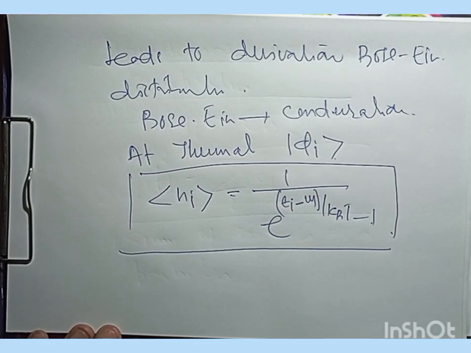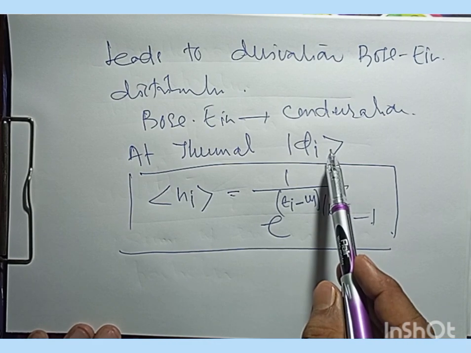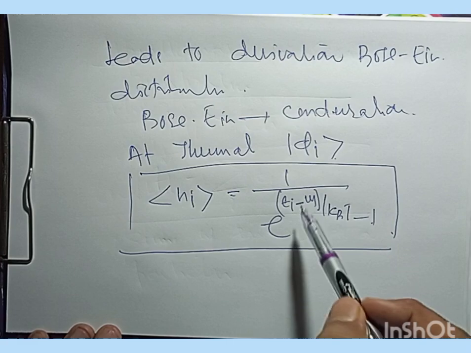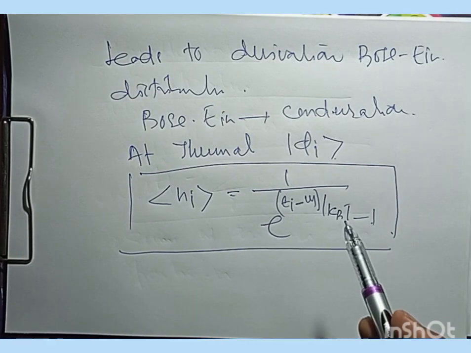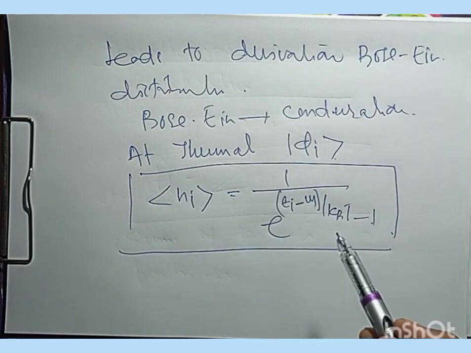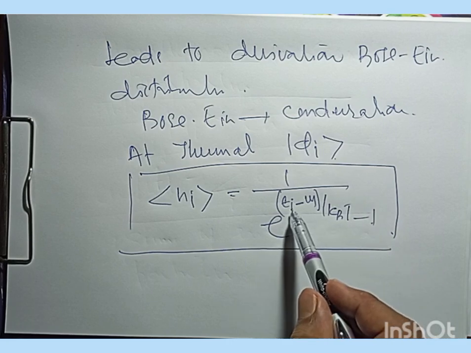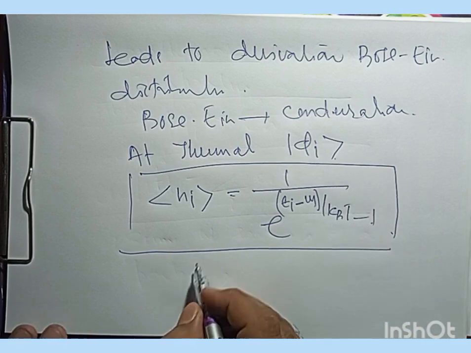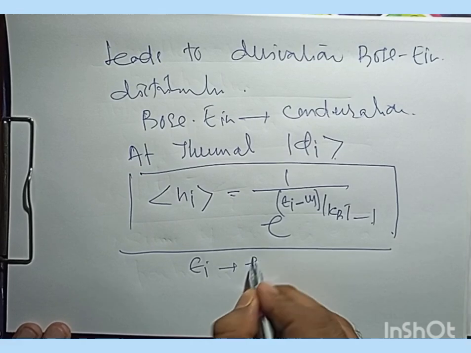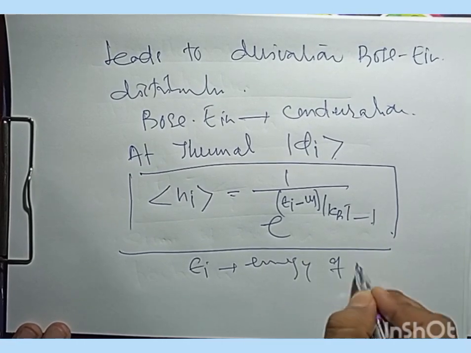This is our Bose-Einstein distribution. This is the probability of a given occupation number in this state of phi i, and it is governed by this equation, which can be derived using quantum statistics. Now, this e_i is the energy of the state.